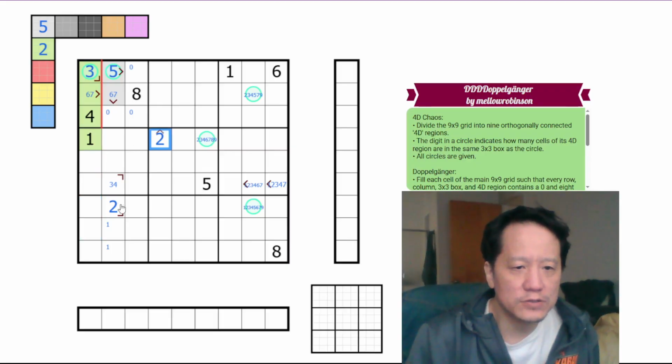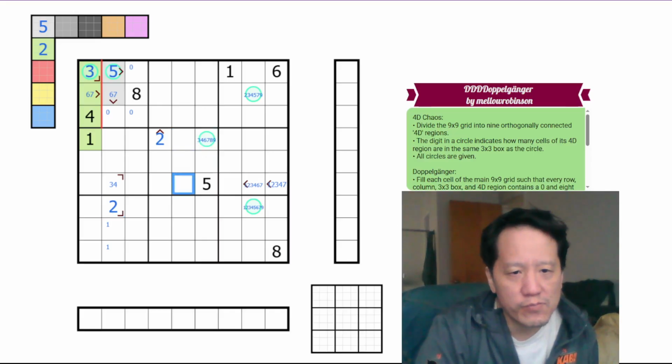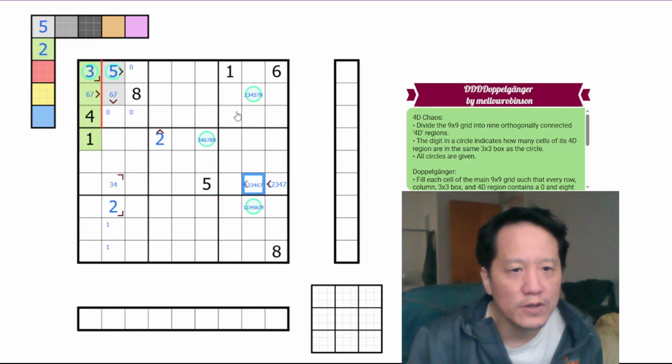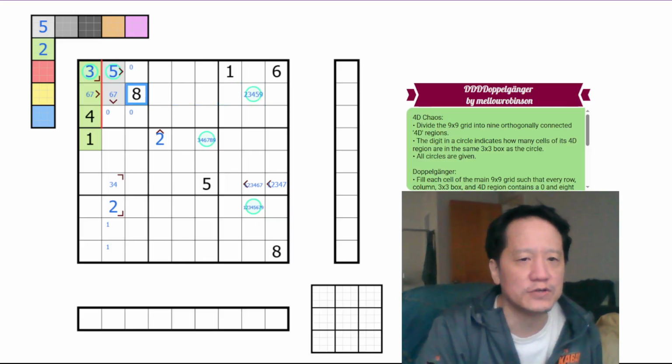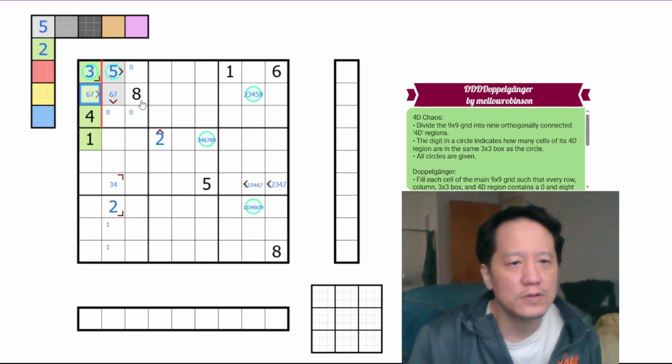2 is there. 2 is here. This can't be 2 because of 2 in the row. So 2 here is 6 away. 1, 2. So this can't be 6 or 7 because of cells in the row. So 6 away. 1, 2, 3, 4, 5, 6. Or 7 away. So 2 has to be one of these 2 digits here.